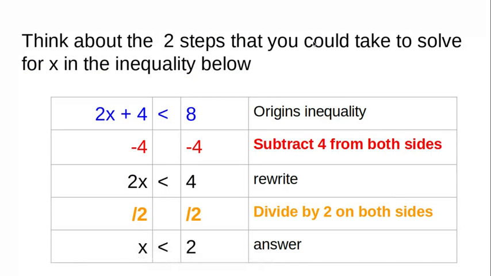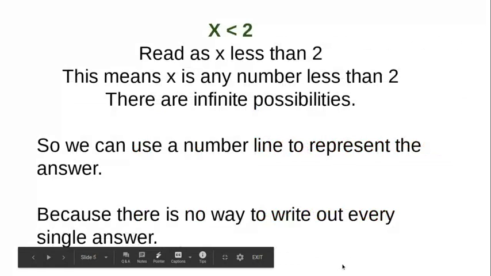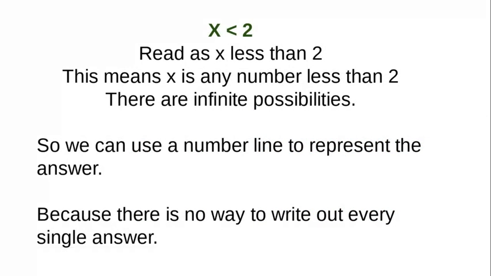So think about the two steps that it would take to solve for x in the inequality below. The same steps that you would take in order to solve a regular equation, but it just has the less than sign. So subtract 4 from both sides, rewrite it, what happens after you subtract the 4, divide both sides by 2, and then you have your answer. Our answer is x is less than 2. That's how you read it. Any number that is less than 2 is your answer. So there are infinite possibilities for that answer.